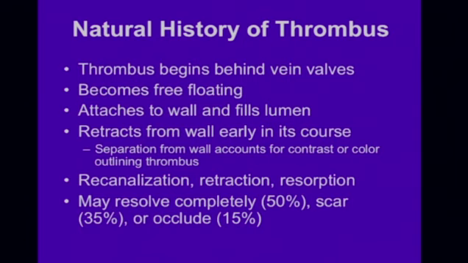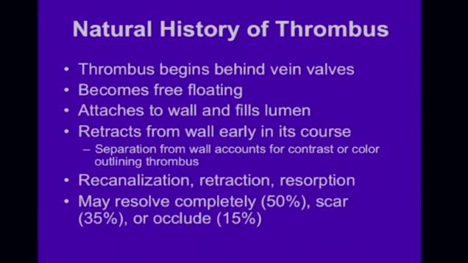In time, thrombus that is eaten away at the edges forms retraction, while thrombus that is eaten away from the middle causes recanalization. And in several months, most patients have no residua of the DVT, but in about a third there's scarring, and complete occlusion is also possible in some percentage.